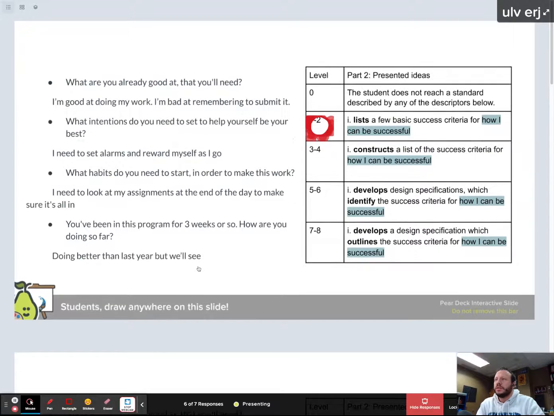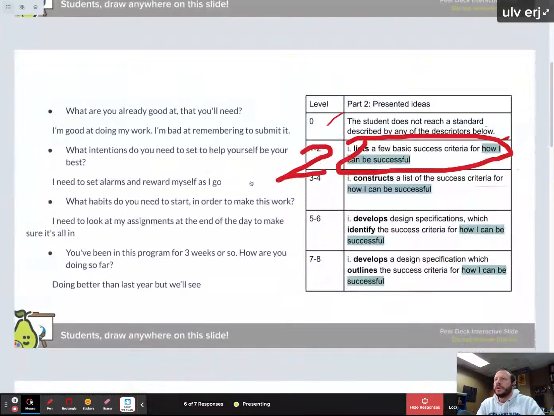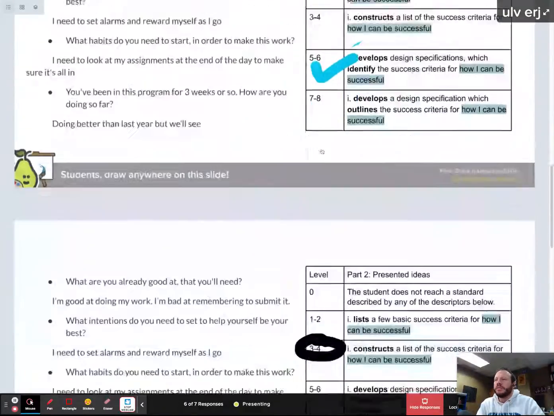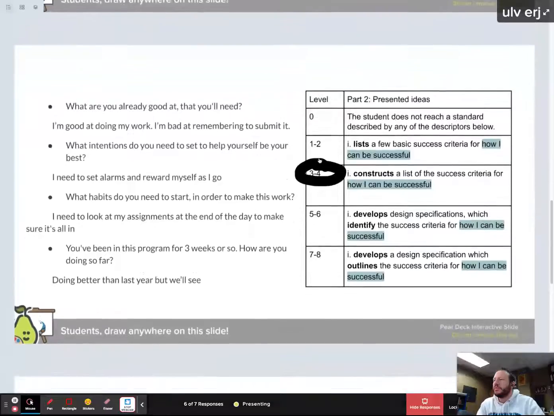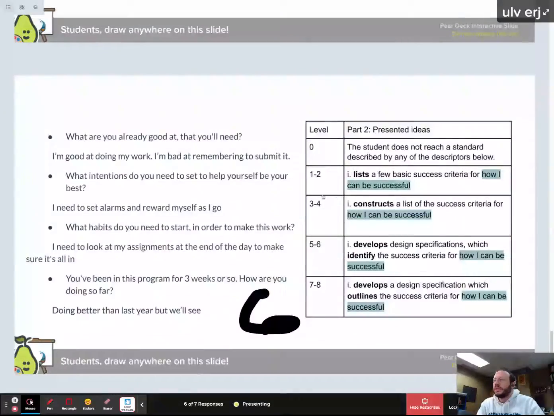Okay. So showing responses, we've got a 2, an inverse bullet, blood splatter. We've got a 2 with a circle in a 2. Awesome. We've got a 5, 6. We've got a 3, 4. We got a 5, 6, and a 6.